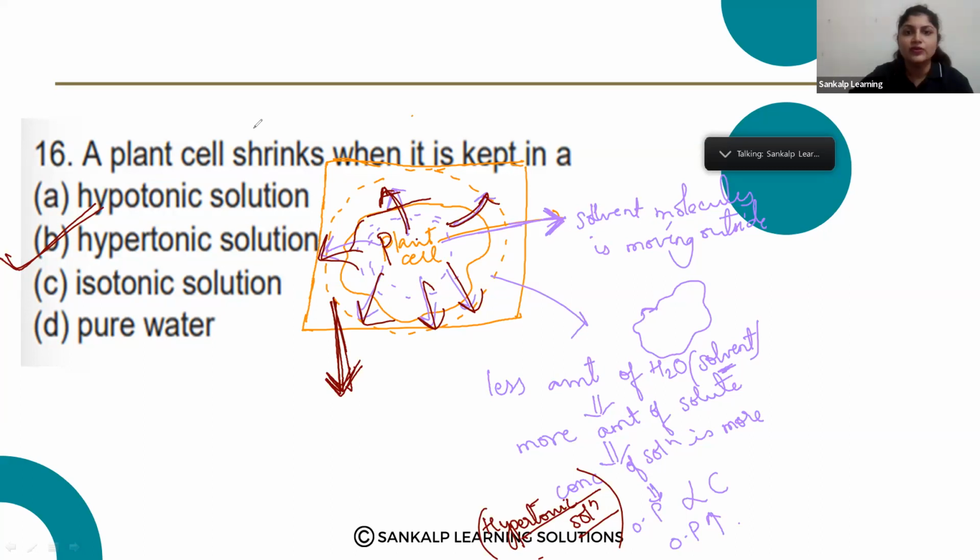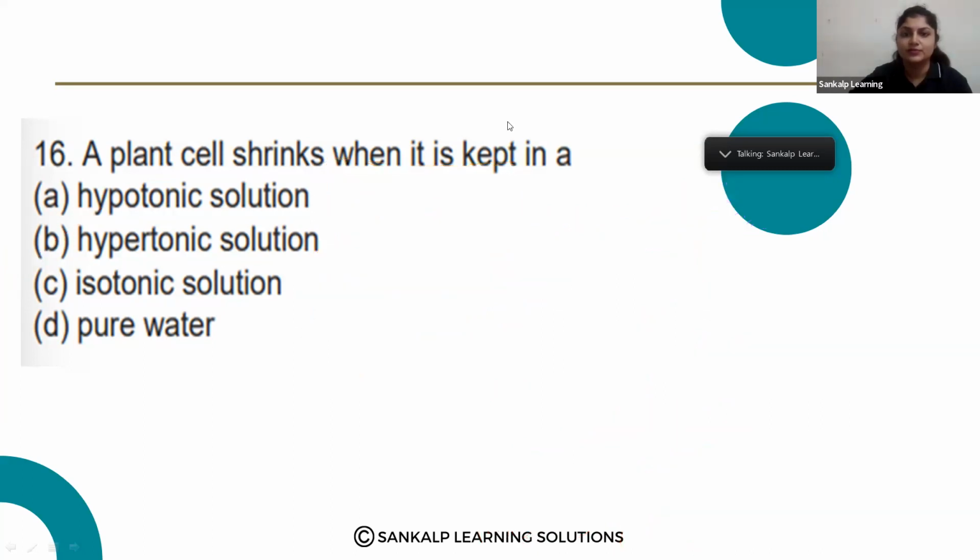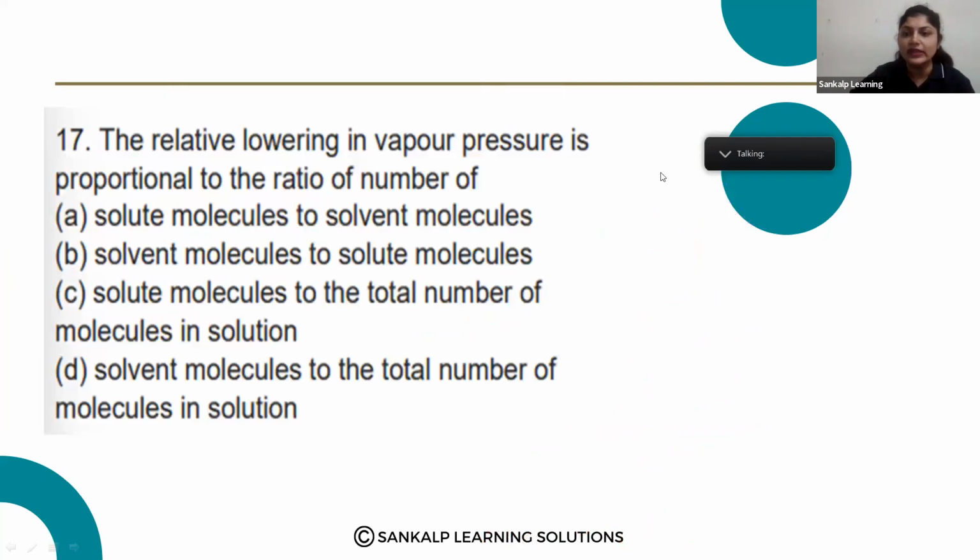Fine. So we'll go for the next question. The relative lowering in vapor pressure is proportional to the ratio of number of. Now, what is relative lowering of vapor pressure?